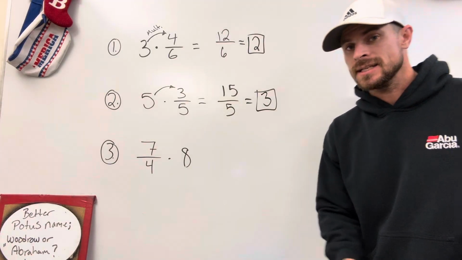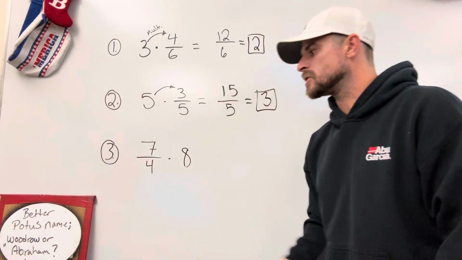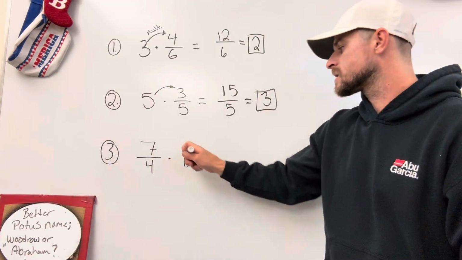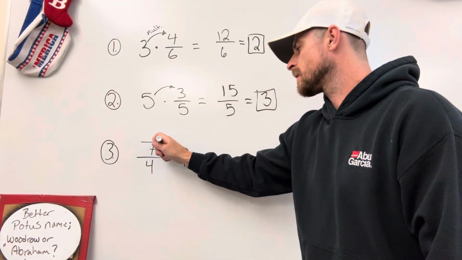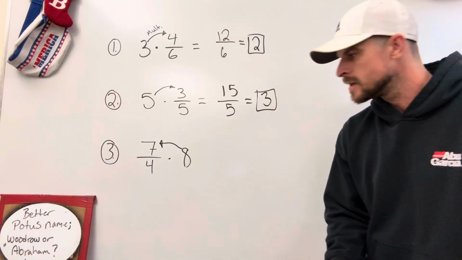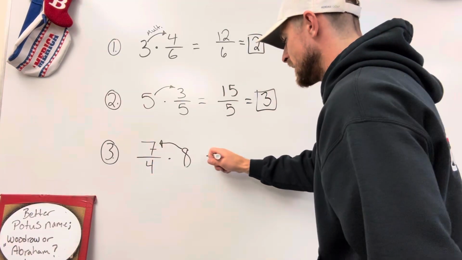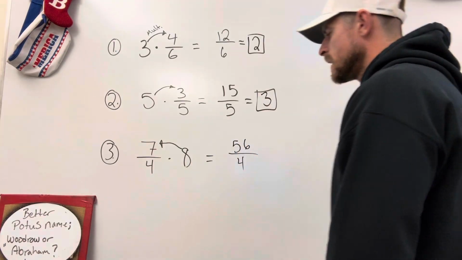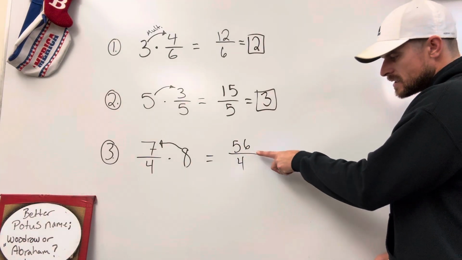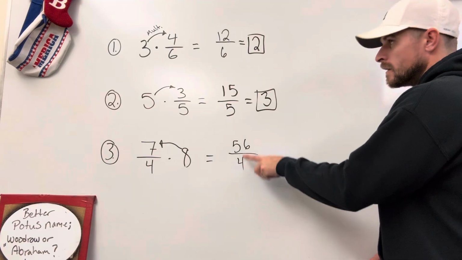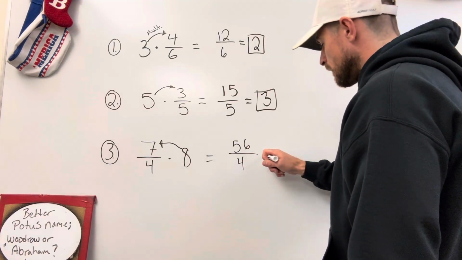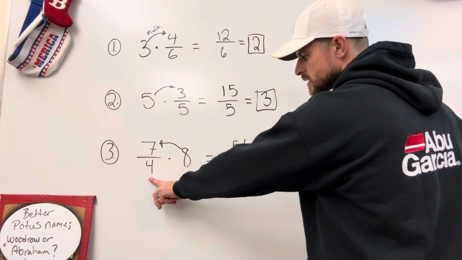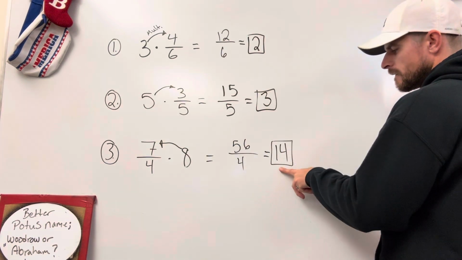And last but not least, the only difference here is I flip-flopped them on you. I put the fraction first, I put the whole number second. Doesn't matter. Just still multiply the whole number times the top. Follow the same exact steps. So now we got 8 times 7. That's going to give me 56 over 4. And then I got to take 56 and divide it by 4. 14. So 7 fourths times 8 makes 14.